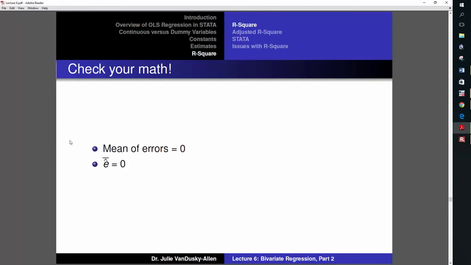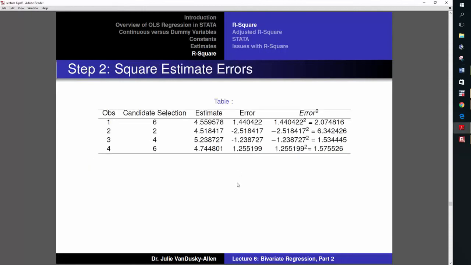On a side note, after you calculate all of your errors, the mean of the errors should be 0. Next, we simply square the estimate errors. The error for the first observation was 1.440422. So 1.440422 squared is 2.074816. You would continue to do this for each observation.